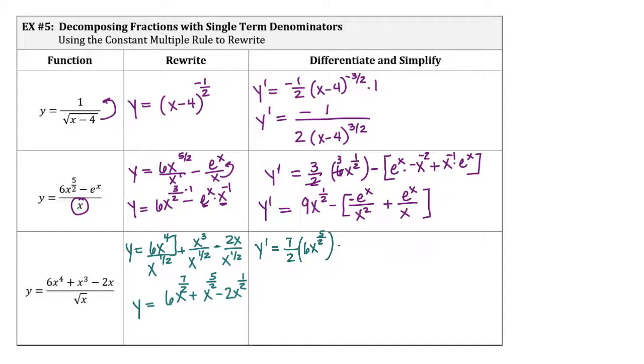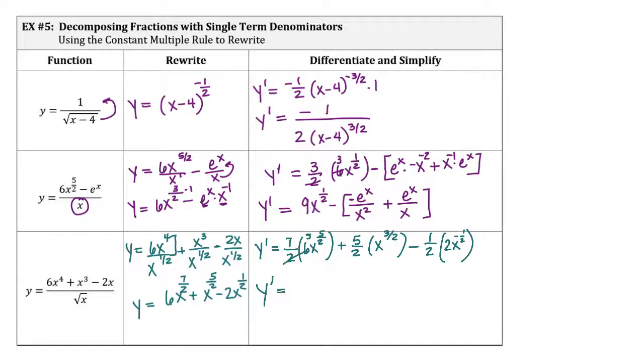plus 5/2 times x to the 3/2 minus 1/2 times 2x to the negative 1/2. All right, now let's simplify up just a little. We're going to cancel here. That's going to give me 3.